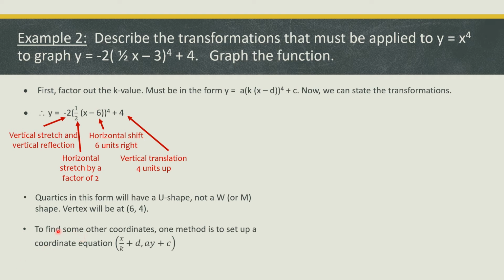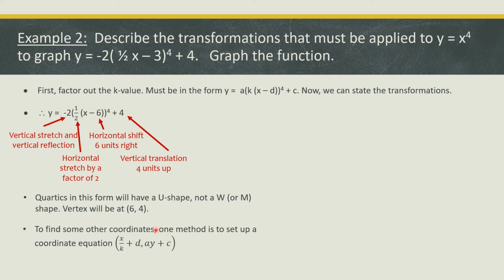There are lots of different ways to graph transformations. The one I'm going to do is the one that students most often request when I'm doing graphing. So to find some other coordinates, we're going to set up this little coordinate equation. What we do is we're going to take the x values from our parent function. This is our parent function. We're going to take x values that are on the parent function. We're going to divide them by k. In this case, divide by 1/2, which is really multiply by 2. And we're going to add d, which in this case would be add 6.